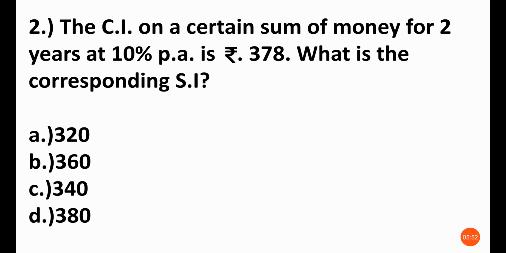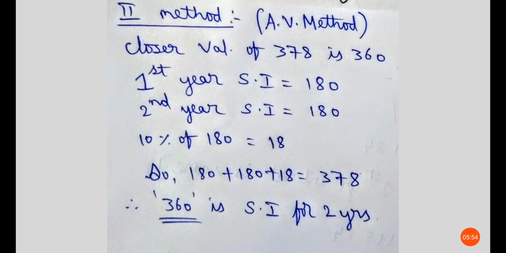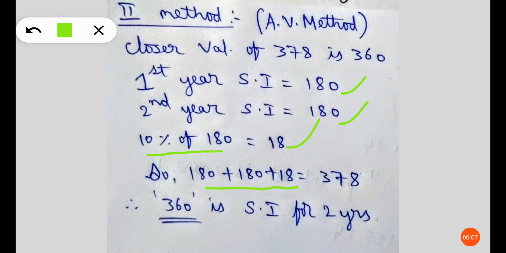Let's take this 360 value. First year simple interest is 180 rupees. Second year simple interest is also 180, and we calculate 10% of 180, we get 18 rupees. So 180 plus 180 plus 18 equals 378. Therefore we got the 378 value when we selected the 360 value. Therefore 360 is the simple interest for 2 years. That is the corresponding SI value.